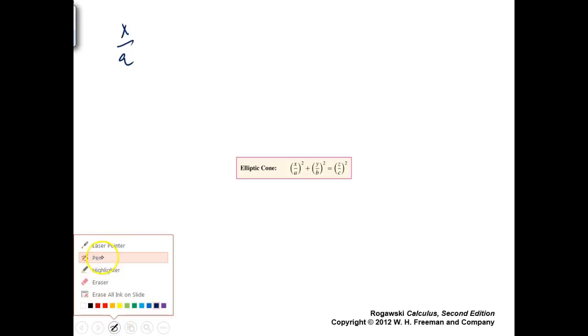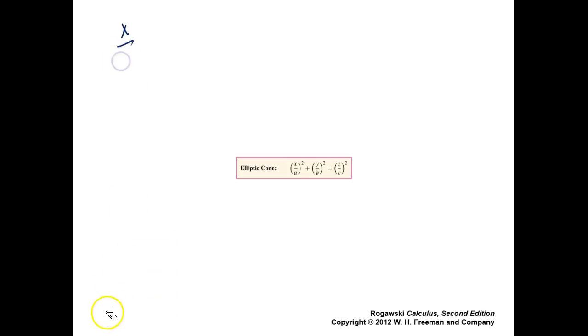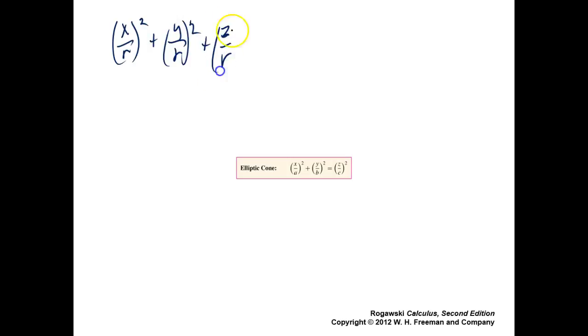Actually, I'm going to back off. I may not have actually said it. Yes, exactly. Okay, x over r squared plus y over r squared plus z over r squared is equal to 1. Now, that's not how we usually write it. We'd write it as x squared plus y squared plus z squared is equal to r squared. That would be the most common way. But getting it into the same form that we're doing the others, that's how I would do it.